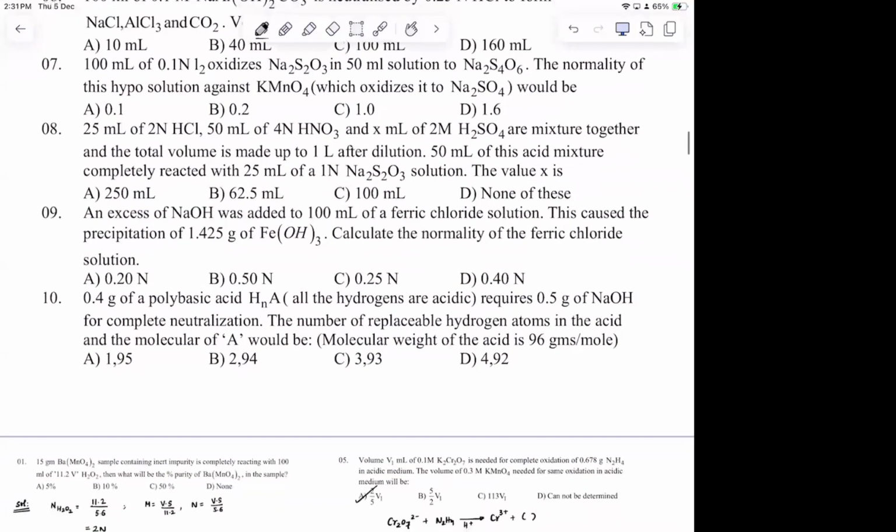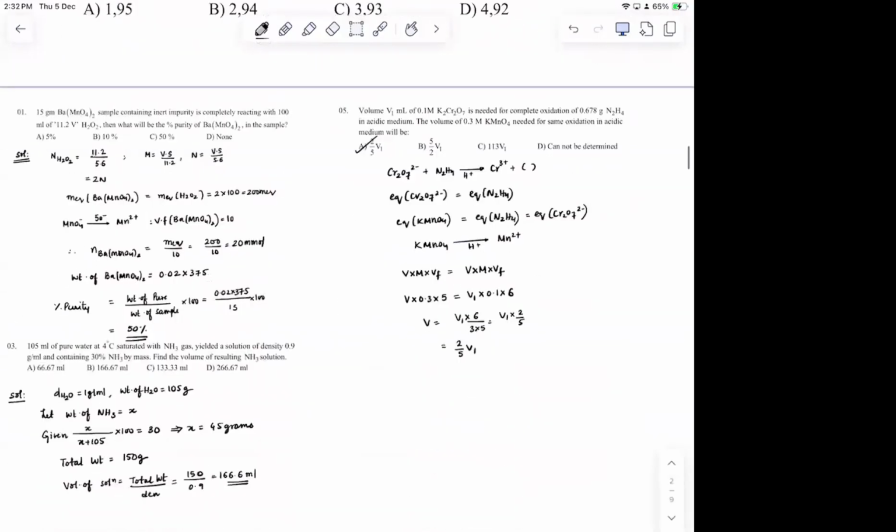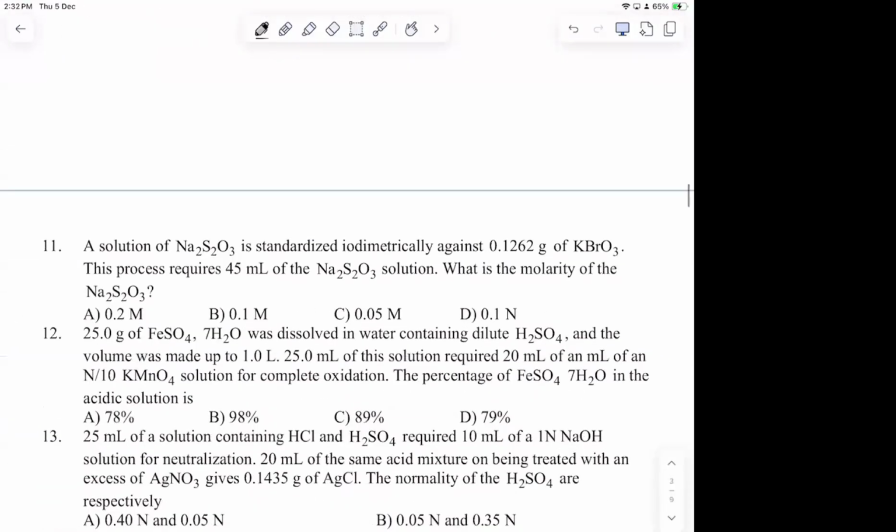Ninth one is easy. 10th one is also easy, straightforward. I mean, just the polybasic acid, you should be able to figure that out. See 11th one.